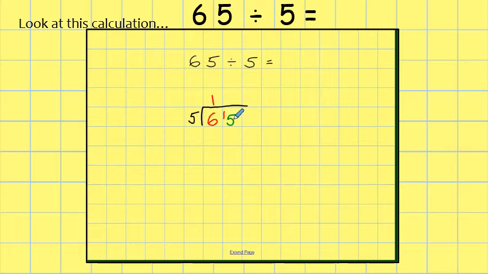Okay? And we do the same. We say, how many lots of five are there in 15? So think of your five times table. One five is five, two fives is 10, three lots of five in 15. So we put that there. And children, it's as simple as that. So 65 divided by five, to close my calculation off, equals 13.